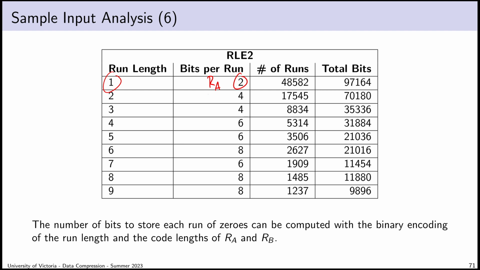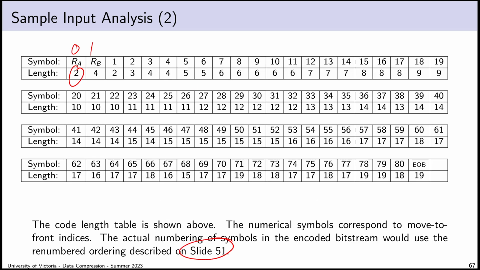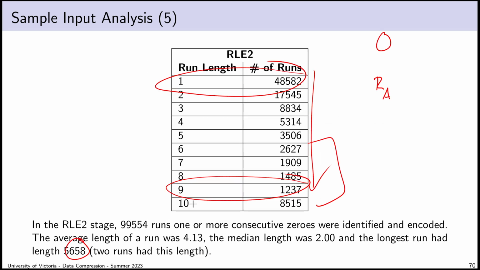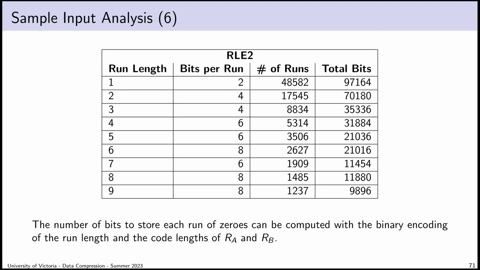A run of length 2 gets encoded into a single occurrence of RB, because recall, I have 2, but in RLE2 I first add 1 to the number, so I get 3. That encodes into 1, 1. Then I chop off the most significant bit, and then I'm encoding this 1 as RB. If we go back a few slides, RB has a code length of 4. So that means I end up using 4 bits per run to encode a run of length 2.